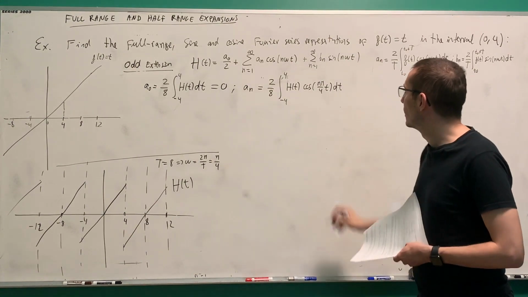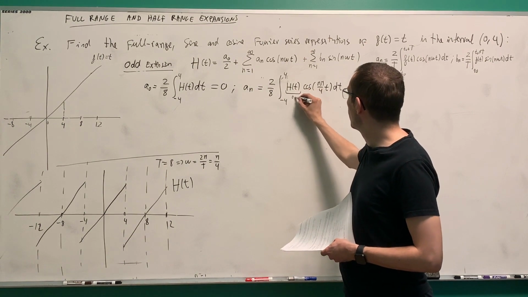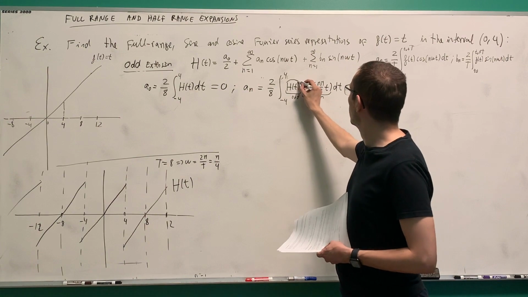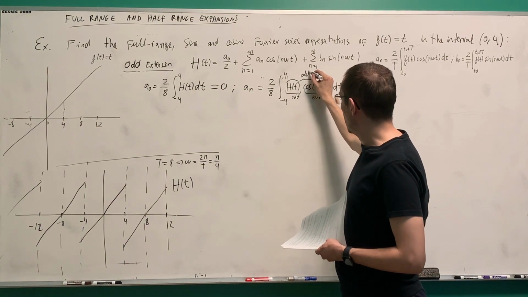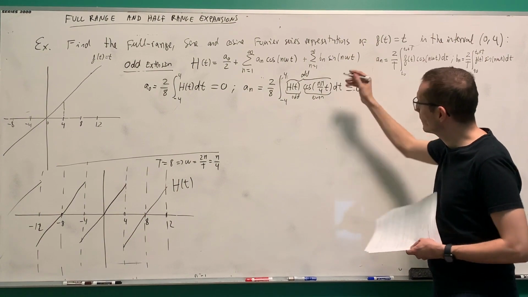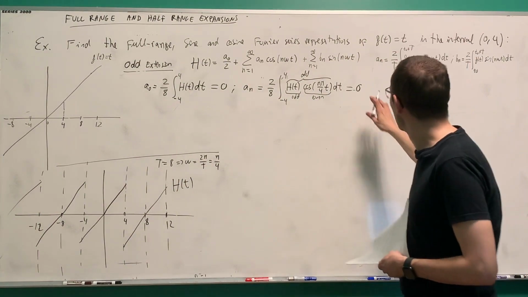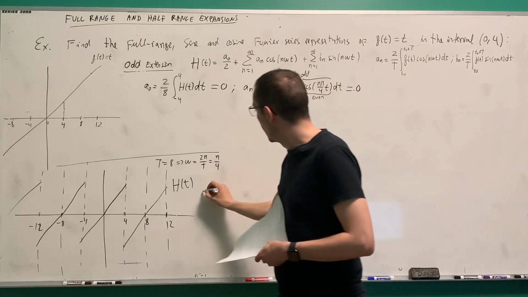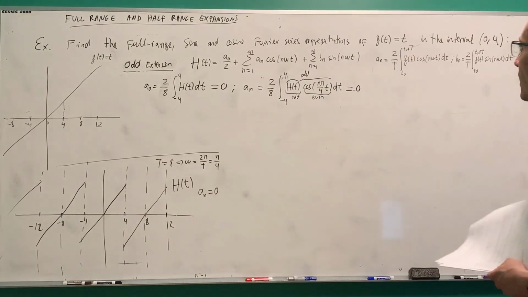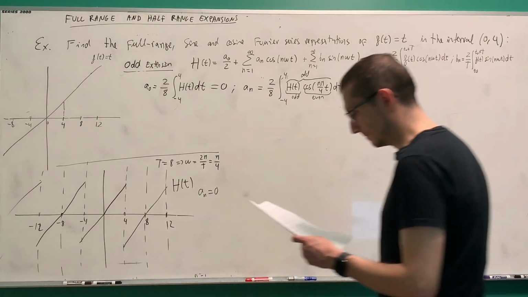And then same as before, this thing is an odd function, this thing is an even function, it's a cosine, so the product of the two is odd. An integral of an odd function in a symmetric interval is 0. I don't need to do it again. 0 over 8, as expected. So an equals 0 for all n. Wonderful.